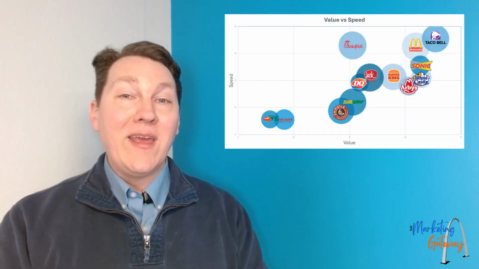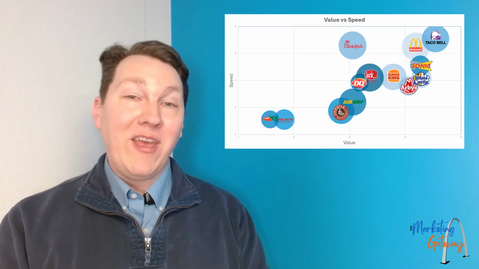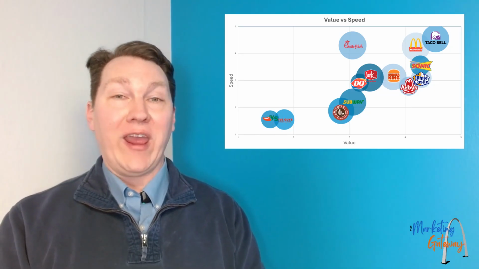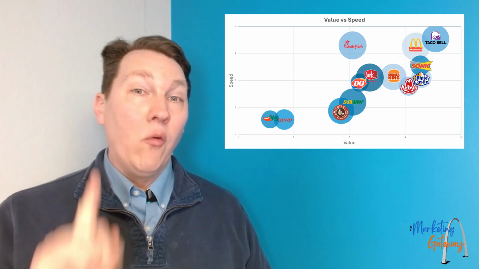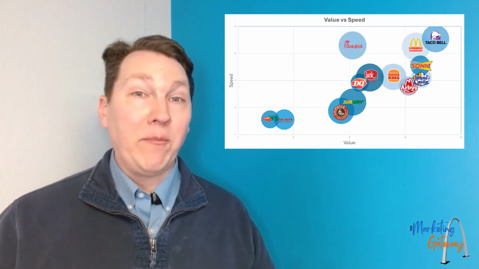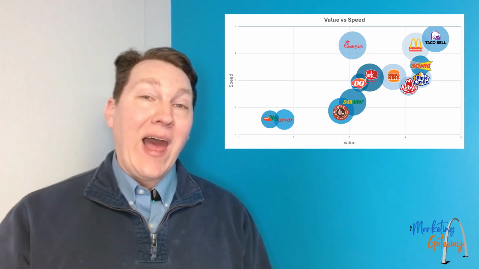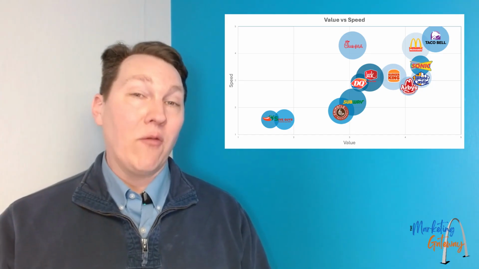Our first perceptual map plots speed against value, and what I did in this fake survey was ask our make-believe participants to rate each fast food chain on a scale of 1 to 5, with 3 being average. 1 is low, it means low value, low speed, or low quality, and 5 is high, meaning high value, high speed, and high quality.